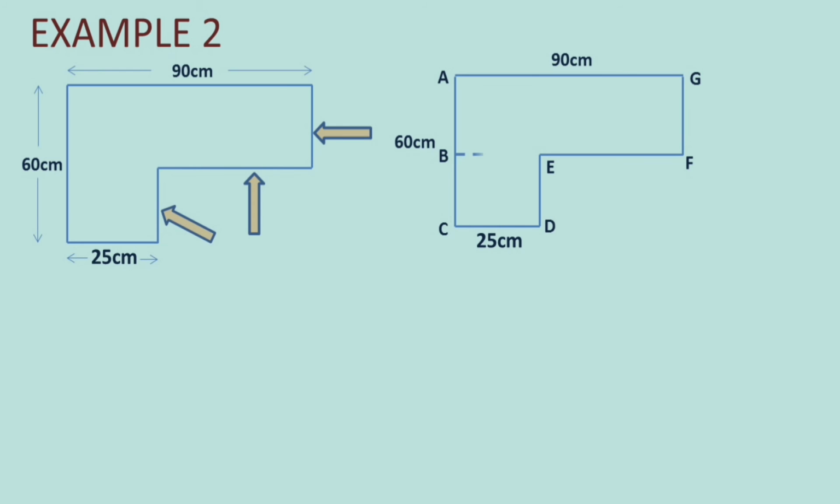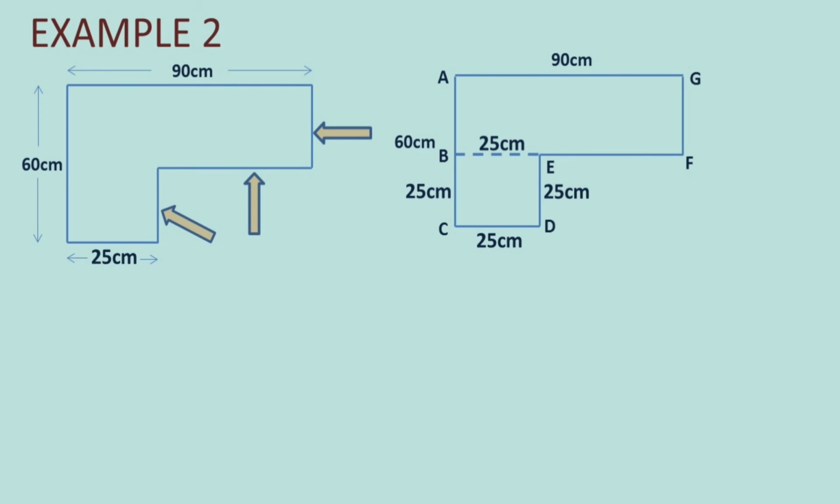If we extend line EF to meet line AC at point B with an imaginary line, you would observe that BCDE is a square. Since the four sides of a square are equal, this means that CD, DE, BE, and BC are equal. Since CD is equal to 25 cm, DE, BE, and BC will all be equal to 25 cm.